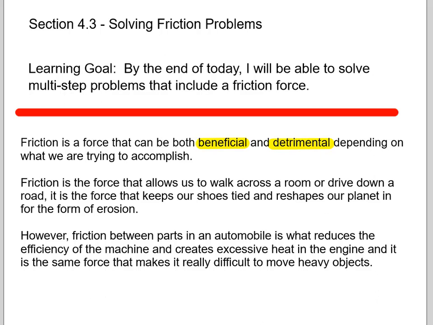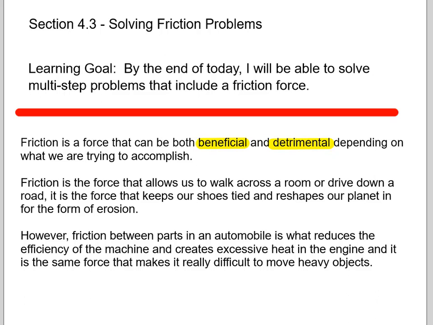Section 4.3, solving friction problems. So the strategies used here will be very similar to what we did in Chapter 3, but we're going to introduce a little bit more of that force of friction calculation into this. By the end of today, I'll be able to solve multi-step problems that include a friction force. They might even include some kinematics, so we'll keep that in mind.